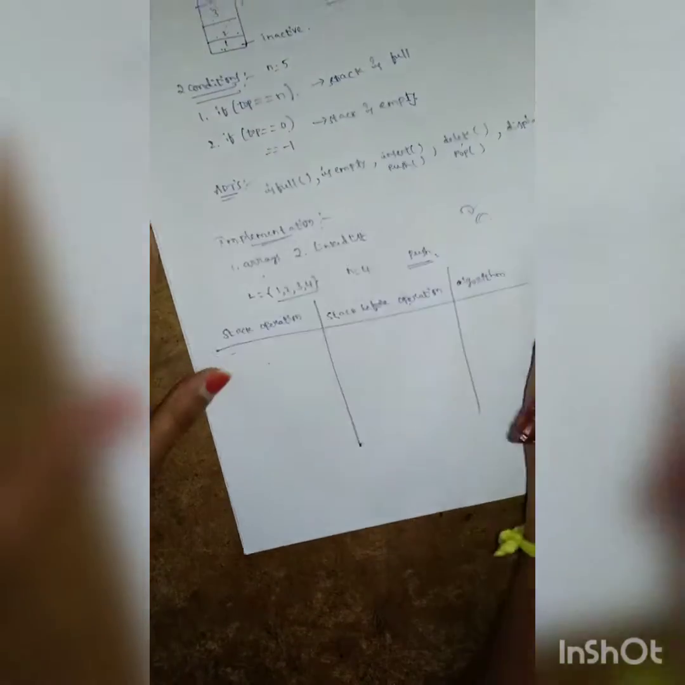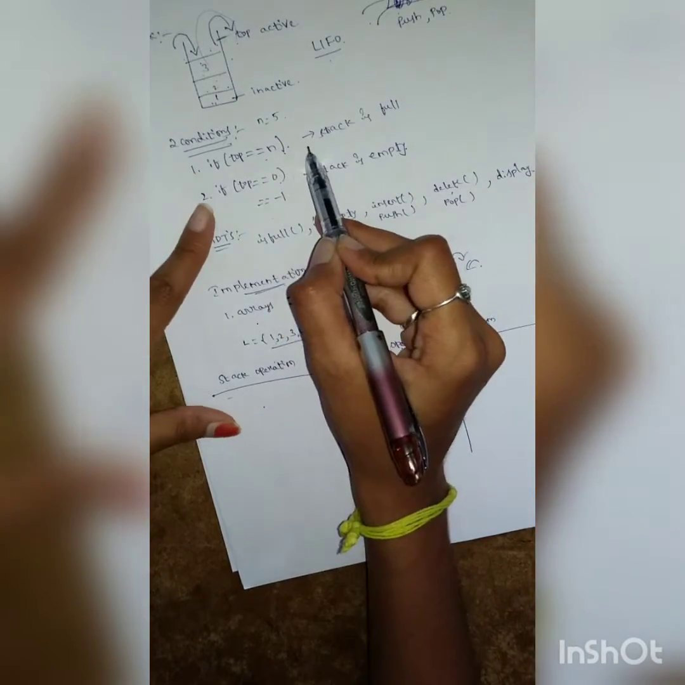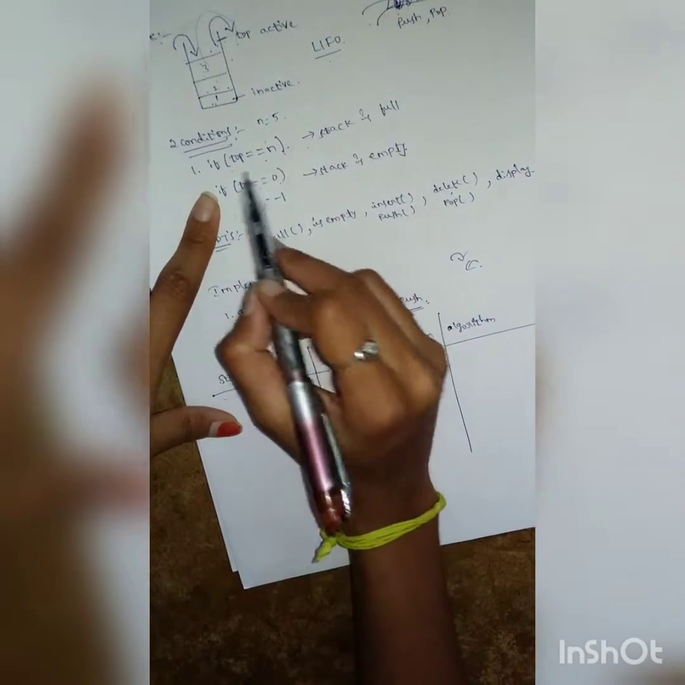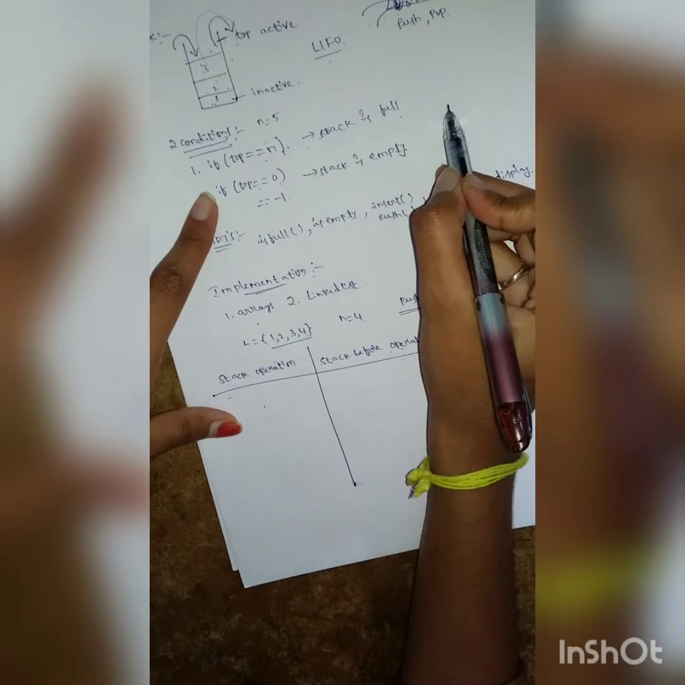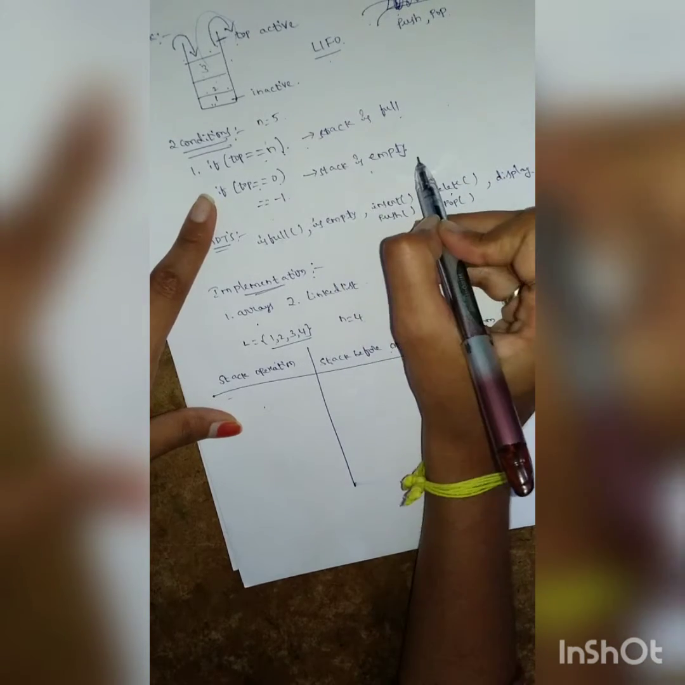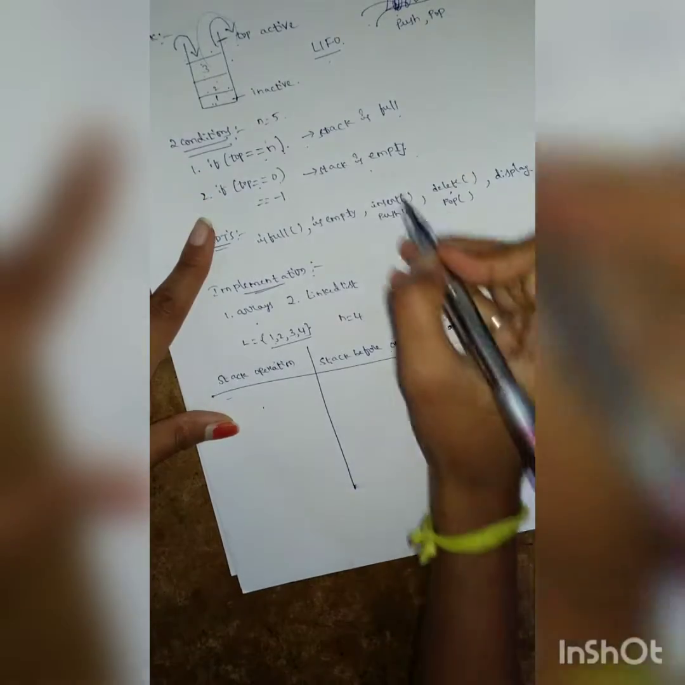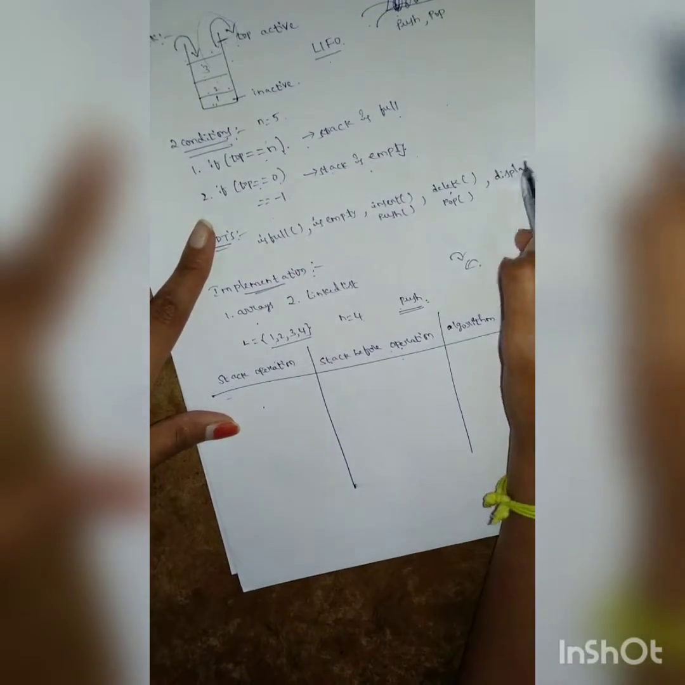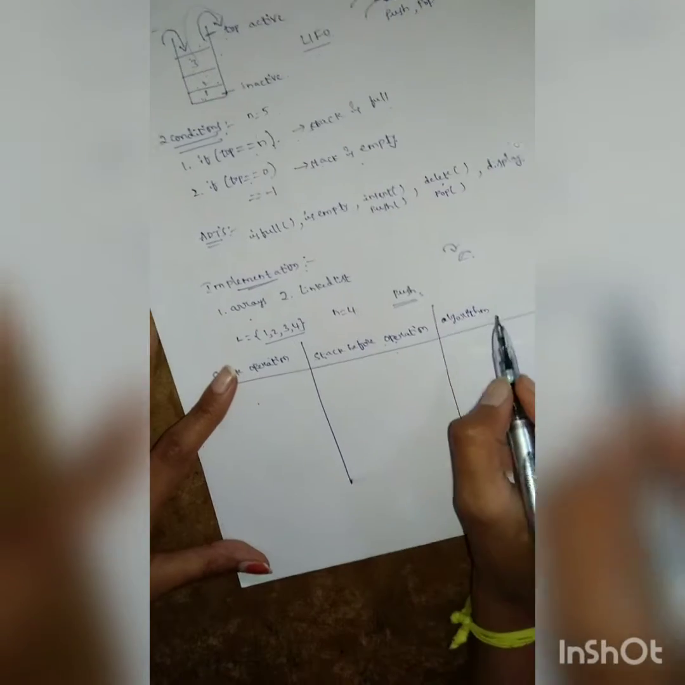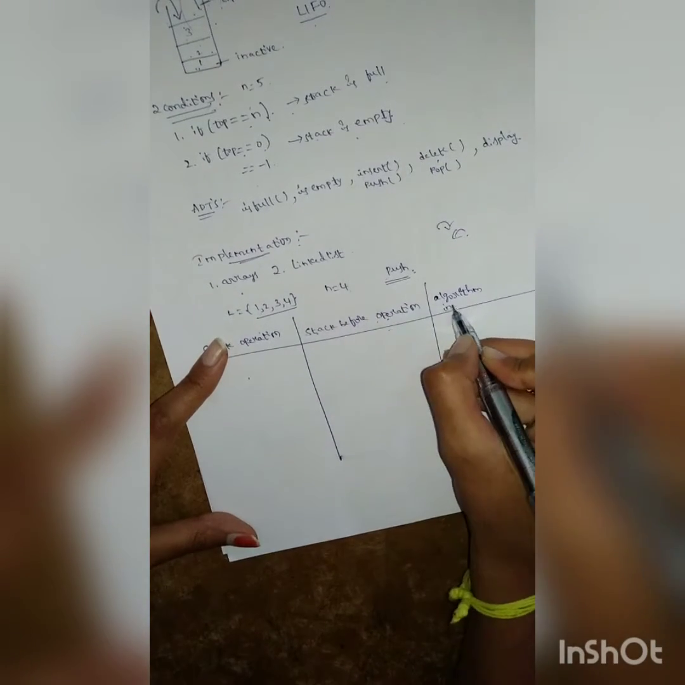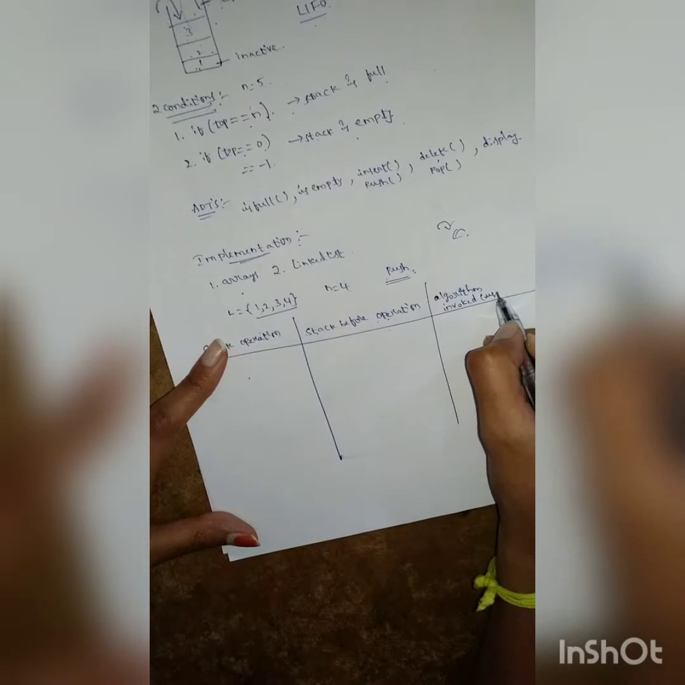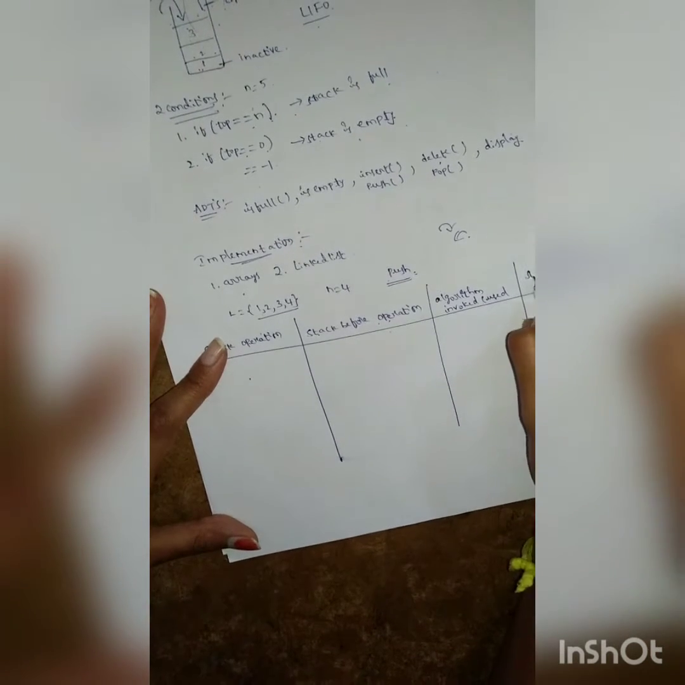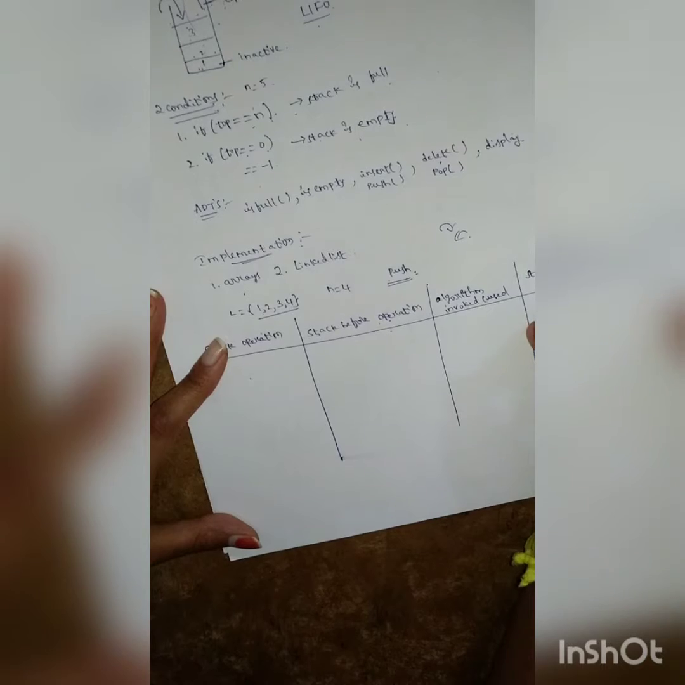Like I said, these conditions: if top equals n, we have to check these conditions, and based on that, if the stack is full, we can't insert any element. If the stack is empty, we can't pop out any elements. So we have to check these conditions and then insert the element. So what algorithm is invoked, or what algorithm do we use? Next is the stack after operation.